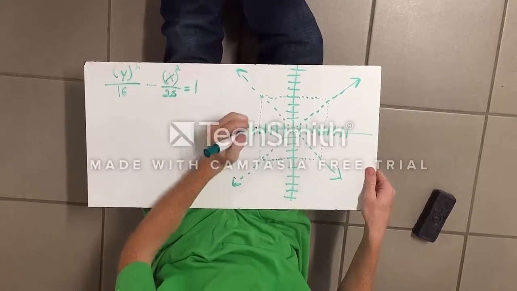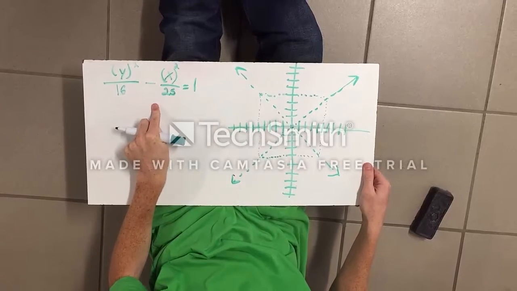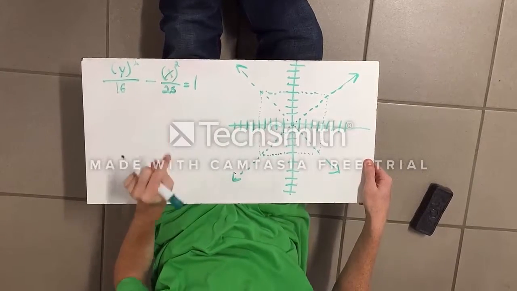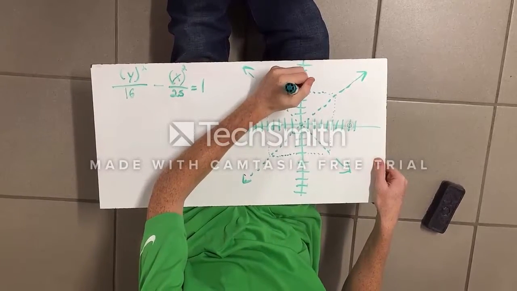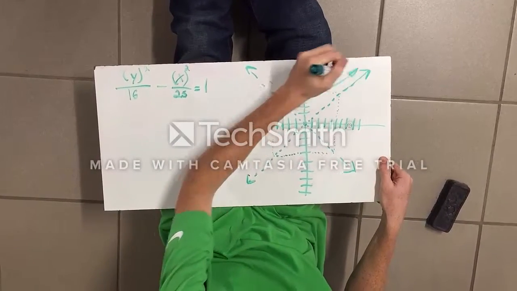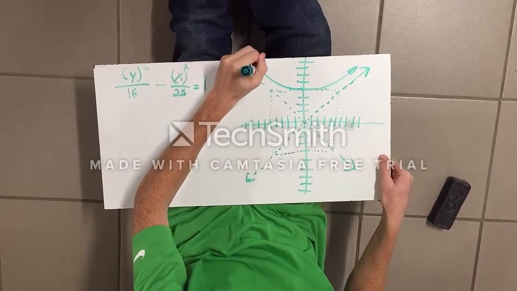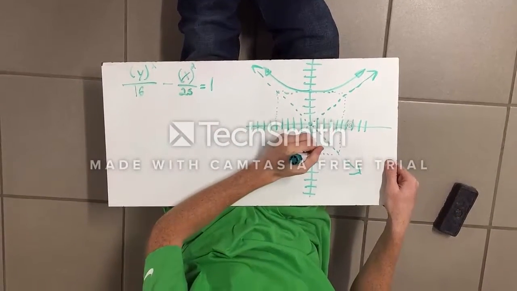And then now we're going to graph our hyperbola. Now since it's negative, it's going to go up and down. So we want to put a little dot there, and we want to go towards the asymptotes but never touching it. We want to do the same with the bottom.